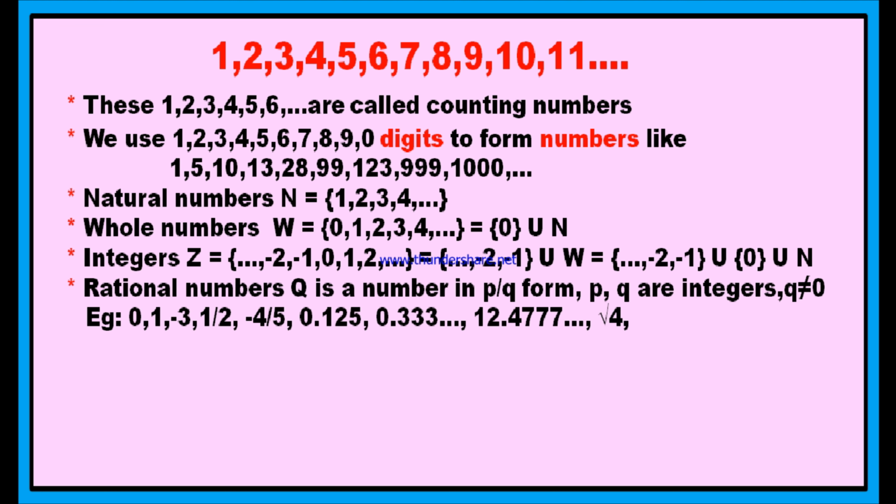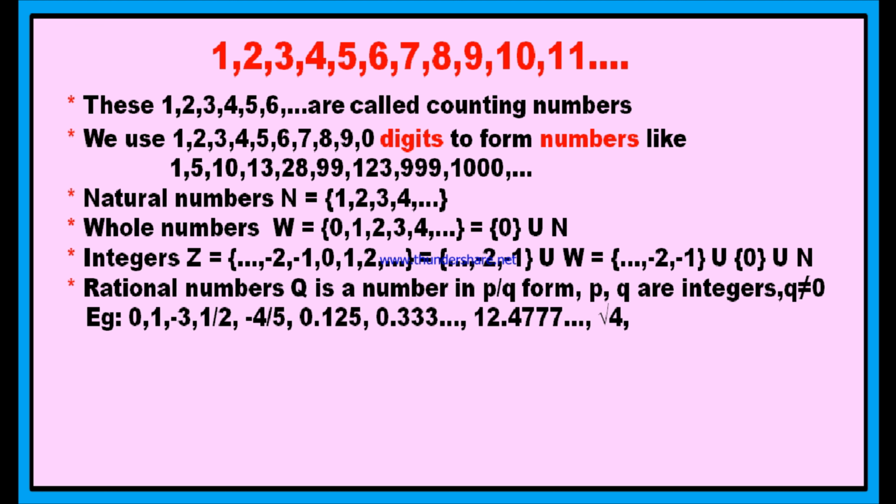Okay. Therefore, what is a rational number? A number which is in the form of p by q, where p and q are integers and q not equal to 0, that is, the denominator is not 0. Both numerator and denominator should be integers. Such numbers are called rational numbers. Please keep in mind, every natural number, every whole number and every integer is a rational number.